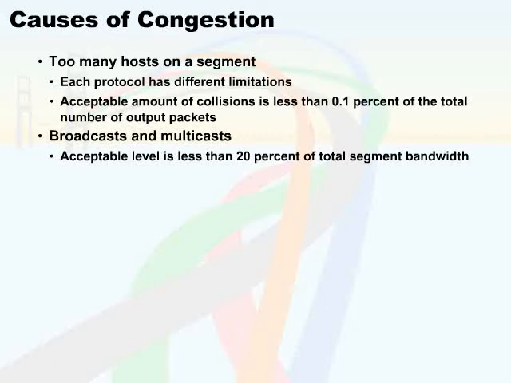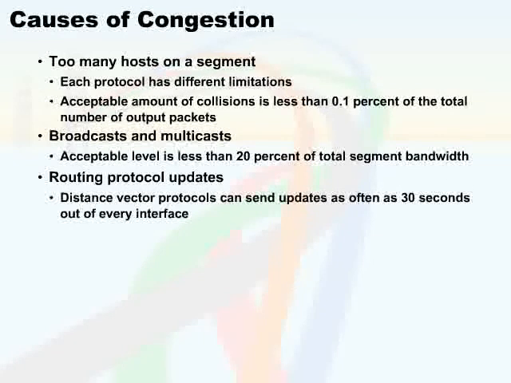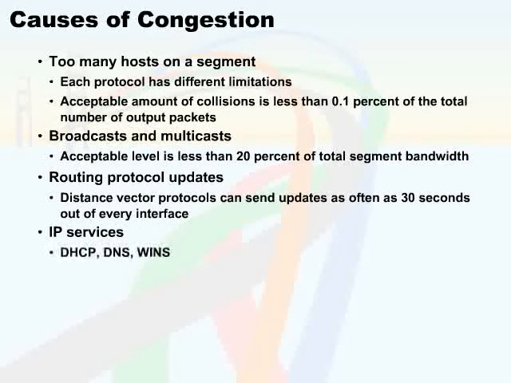We start to get into routing. We deal with routing protocol updates, which can be of the broadcast or multicast variety. Some routing protocols, such as distance vector, will actually send updates as often as every 30 seconds out of every interface, for possibly a network that hasn't changed in 2 years and has actually remained stable. I still have updates happening every 30 seconds. So it's something that I have to contend with. Different network services like IP services, the DHCP protocol, which is used for automatically retrieving the IP address for a new client, DNS and WINS, will also eat up my segment bandwidth and cause networking congestion.